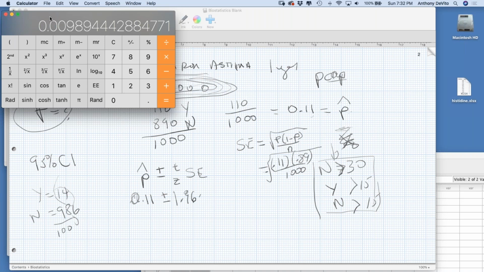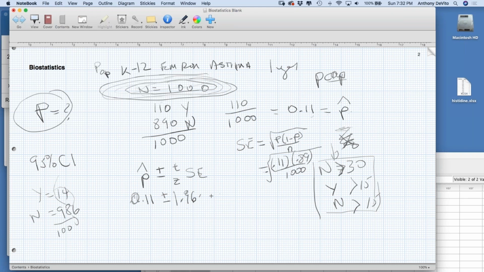Okay, so I'm going to assume 0.01. So it's going to be 1.96 times 0.01. That's our standard error. Okay, so it's going to be 0.11 plus or minus 1.96 times this. That's going to be 0.0196. Right? It's going to be roughly 2%.